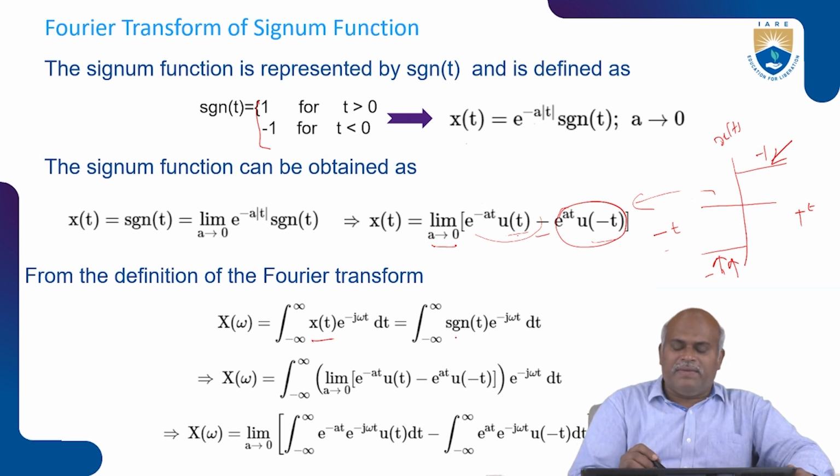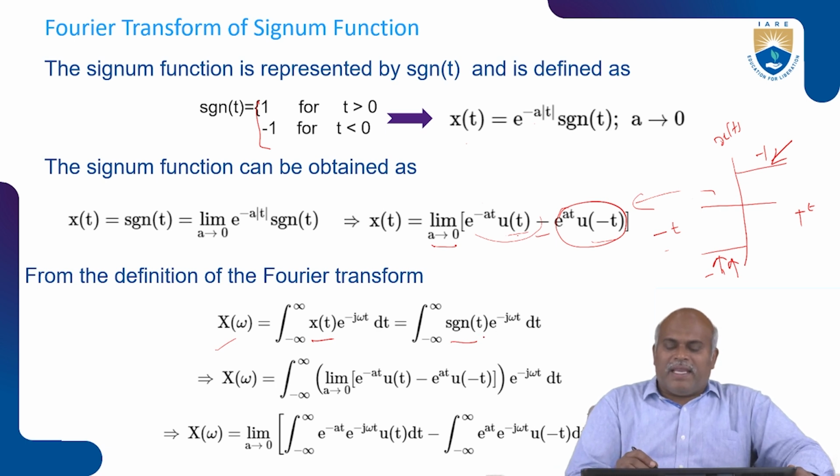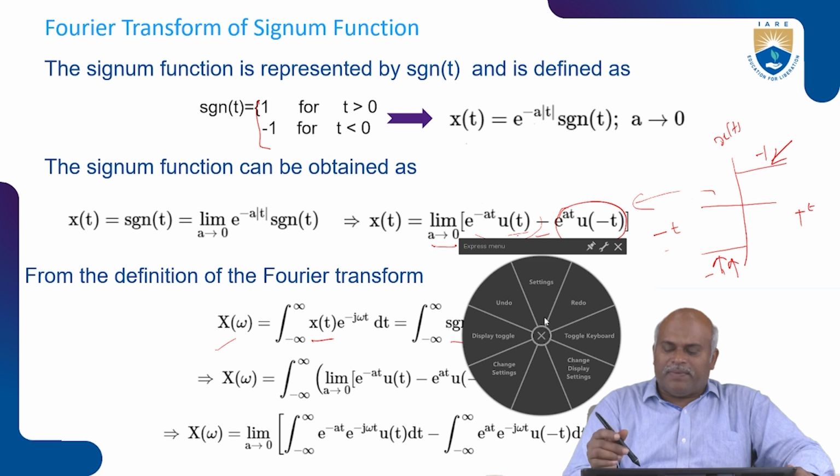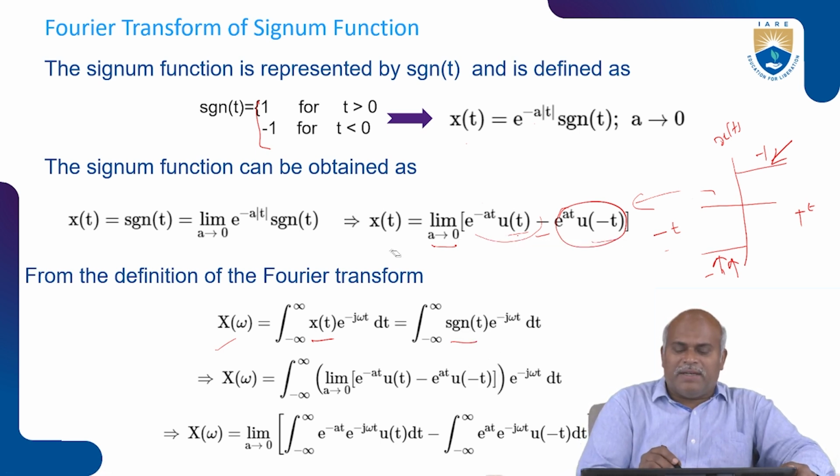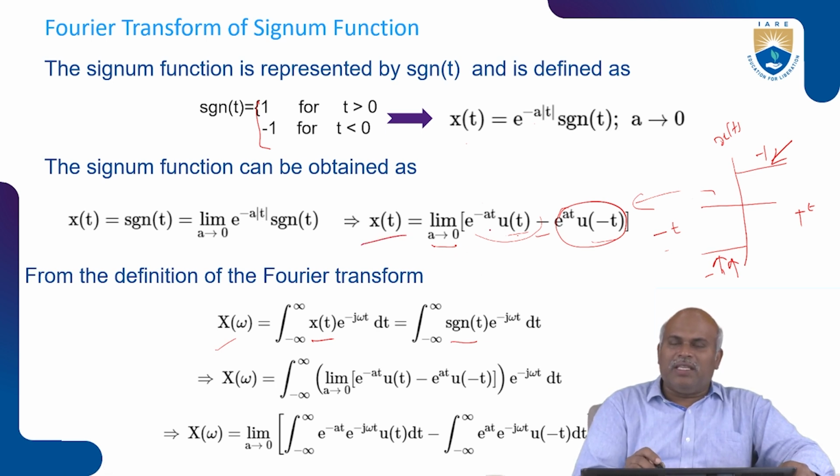Now this x of t we know is sgn of t. Now I write our Fourier transform as the integration from minus infinity to plus infinity of x of t e power minus j omega t dt. In this case, we know this x of t we found for the limit a tends to 0 as e power minus at u of t minus e power at u of minus t. This value we can substitute here.